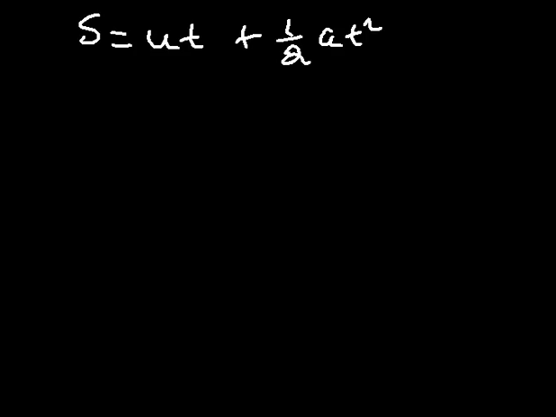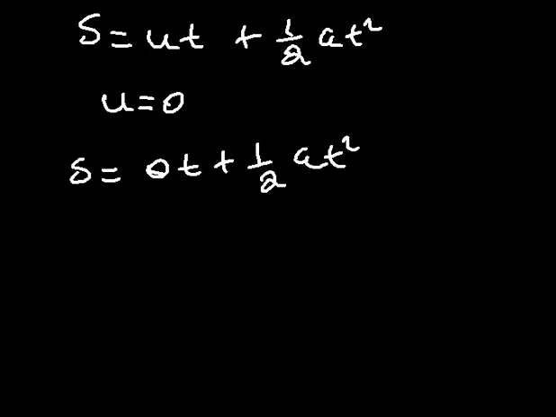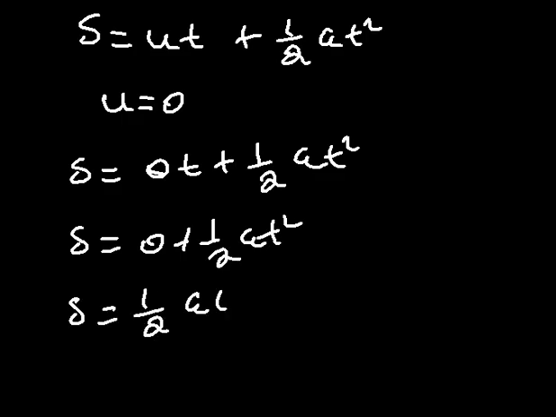So we understand that whenever an object is moving from rest, the initial velocity is given as 0, and that is for the object which starts moving from rest. If that is the case, according to the displacement formula, we'll have the displacement is equal to 0 times t plus half at squared. In that case, the displacement formula will be given as 0 plus half at squared. That will be given as the displacement is equal to half at squared.